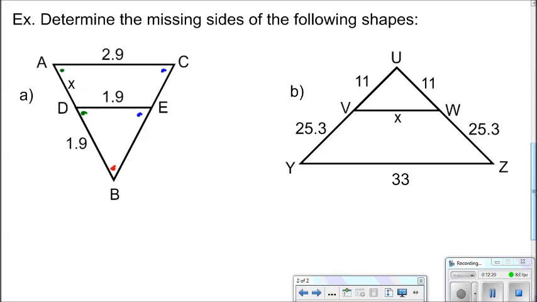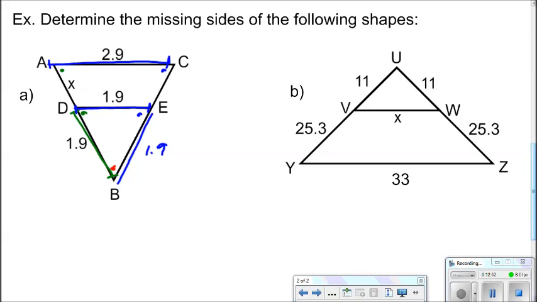So I hope you notice that in BDE, B to D and D to E are the same length. And so this is actually an equilateral triangle. And so B to E will also be the same length, 1.9. Anyways, we're going to use the corresponding sides to find out what the missing side length is from A to D. So yeah, similar, there we go, equilateral triangle.